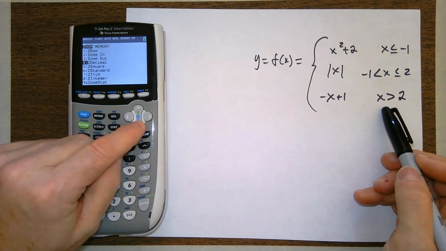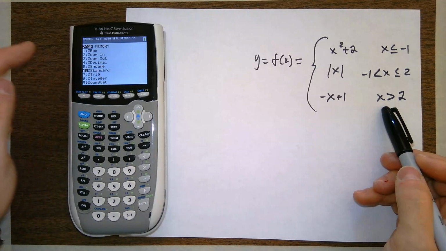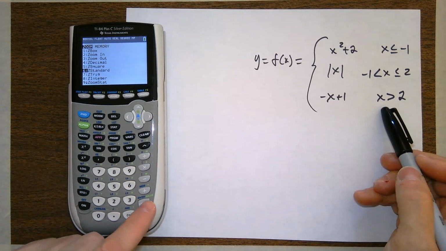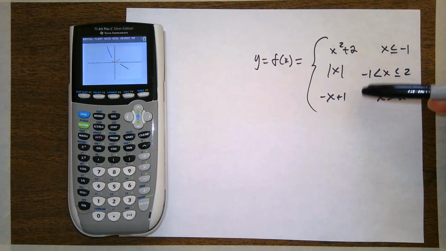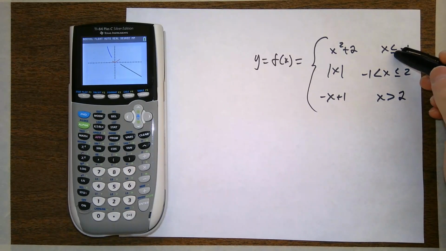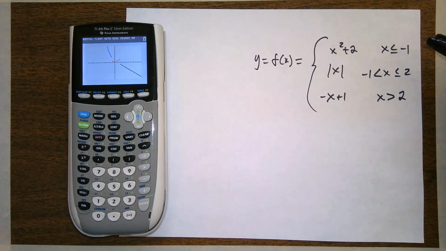I'm going to go to my zoom, my standard viewing window, -10 to 10 on the x's, -10 to 10 on the y's, hit enter. And here's my piecewise function. The first part, the parabola. The second part, the absolute value. And then the third part, the line. And there it is. With the signs, be careful on the signs, especially if you're going to evaluate it later.